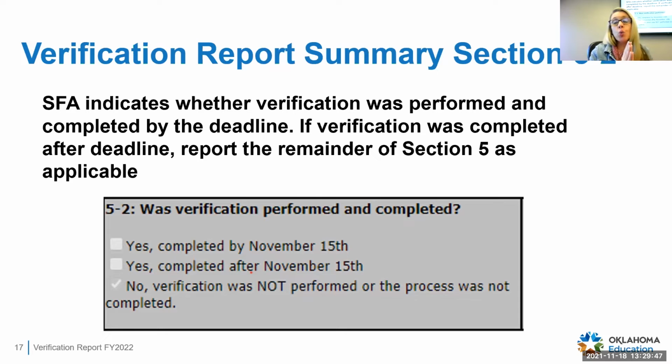So again, if you, like in a normal year, say we were doing normal child nutrition and you would normally collect free and reduced applications, and this year you chose not to collect them, then you have to put no. Verification was not performed or the process was not completed, because you normally would have to do it. It's basically this year you didn't do verification and you were supposed to. So that's what you would click.